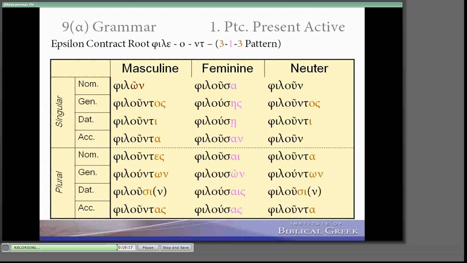The contractions in the neuter column are the same as the contractions in the masculine column. Where we had omicron beginning our stem, it contracts with the root ending epsilon to form u.